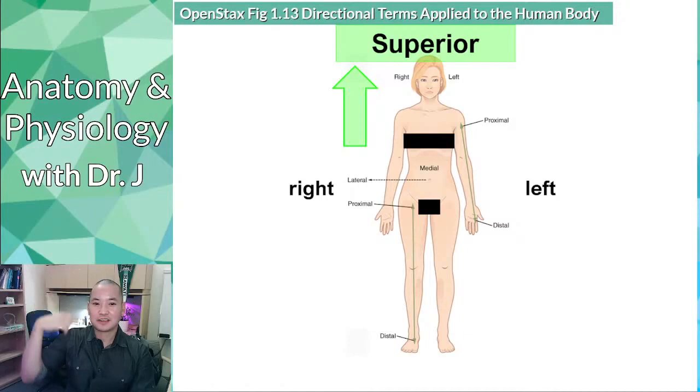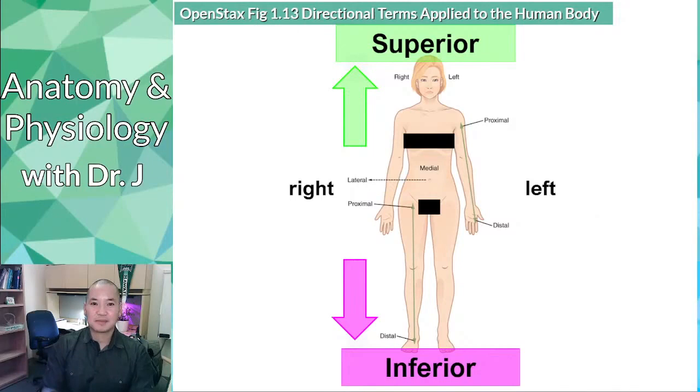And look at that expression, that kind of pout. She thinks you're below her feet. So what does she think you are? She thinks you're inferior. So the opposite of superior is inferior. So above and below, the anatomical terms for those directions are superior and inferior.